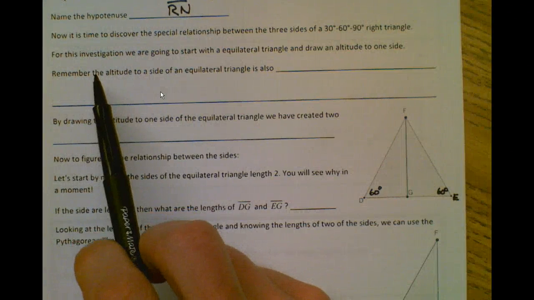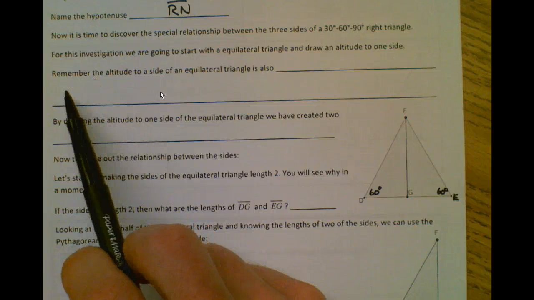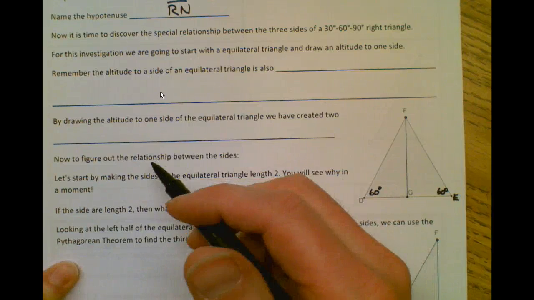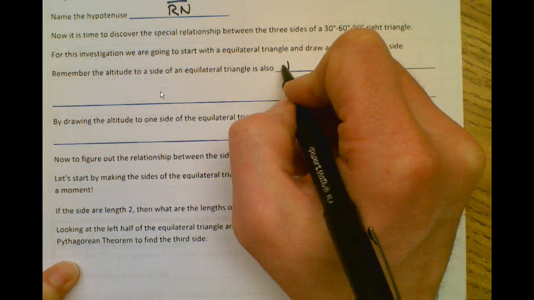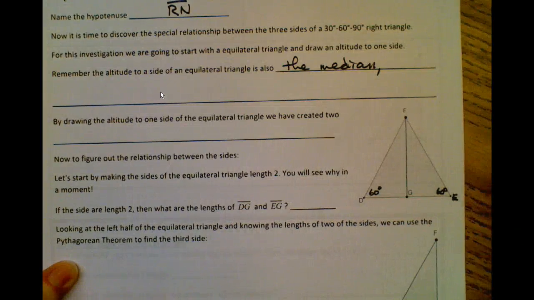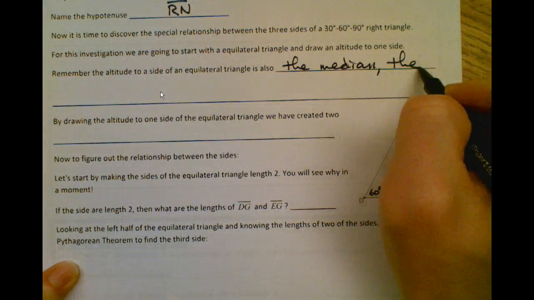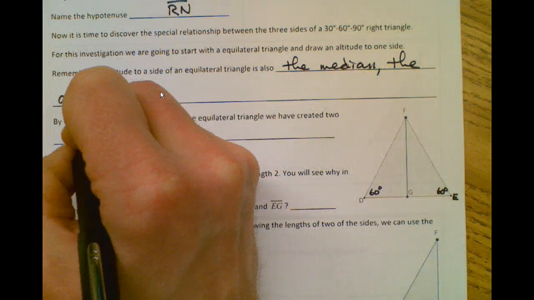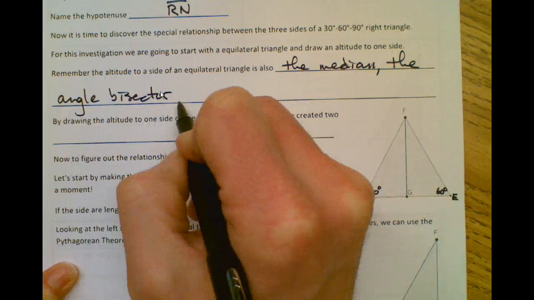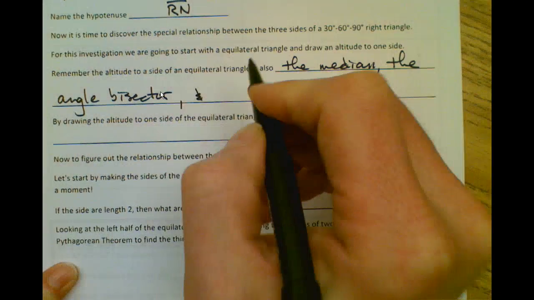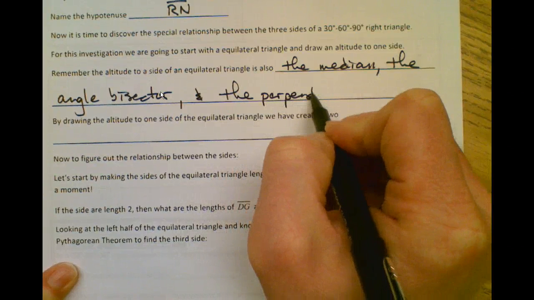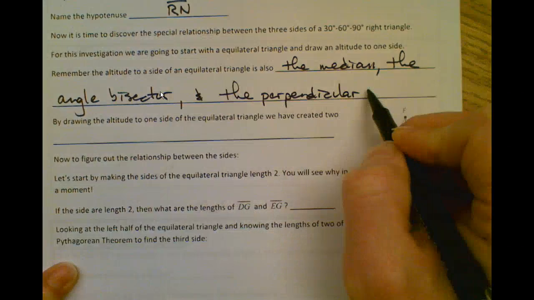We'll get back to that in a second. So remember, if we draw the altitude to a side of an equilateral triangle, it is also the median. It is also the angle bisector, and it is also the perpendicular bisector.